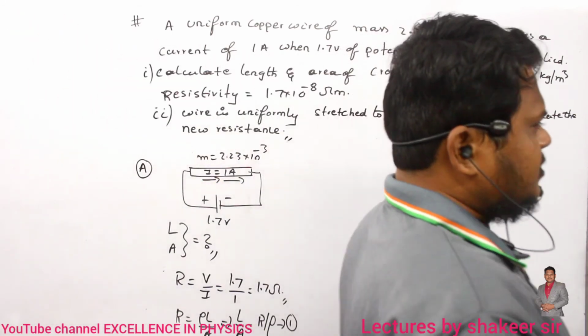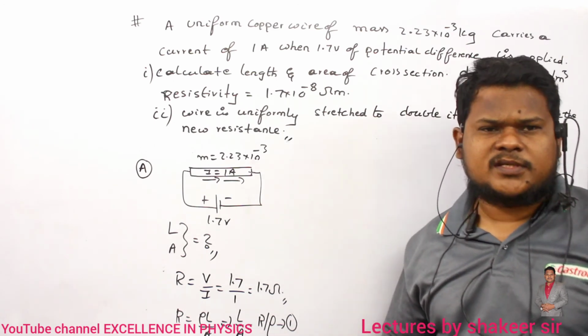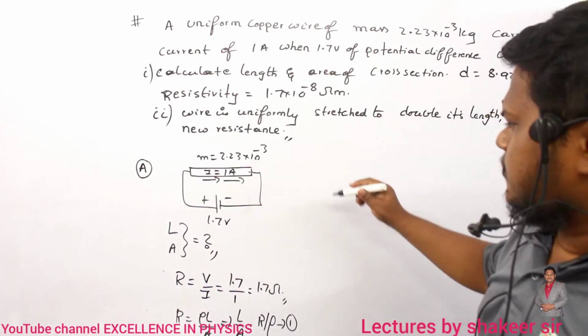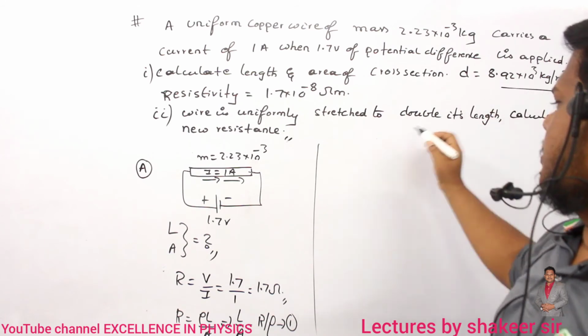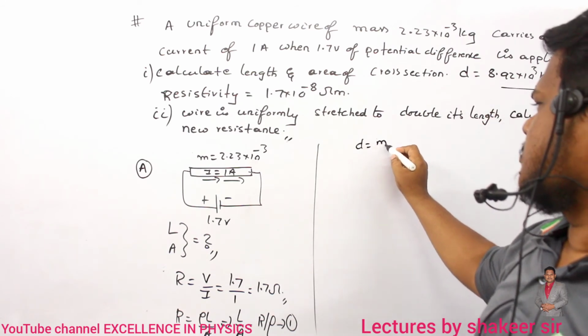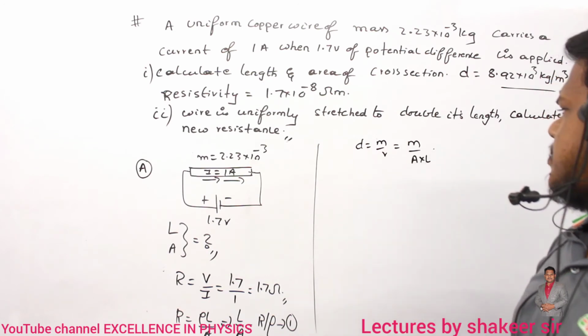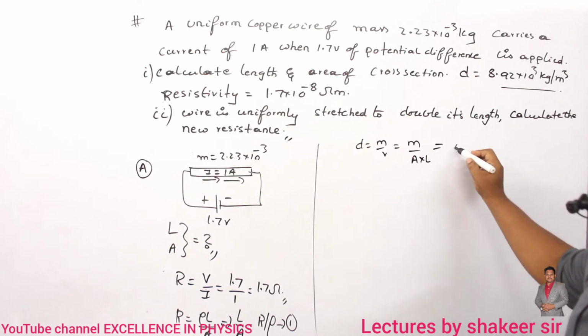Clear? But here we have two unknown quantities. L is an unknown quantity, area of cross section is also an unknown quantity. So therefore I require one more equation. What is the one more equation? I can take the equation of density. Clear? So density is equal to mass by volume. Mass divided by volume can be written as area of cross section into length. Clear? So from this you calculate the product of area of cross section into length.